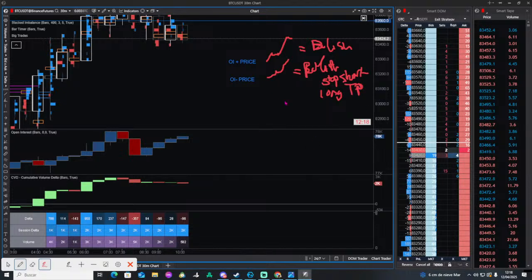Okay? So you need to think about these two concepts that can happen. OI increase, price increase, bullish, open longs.